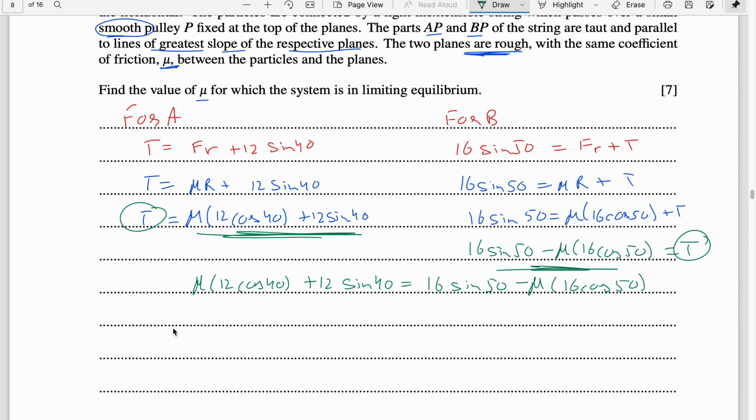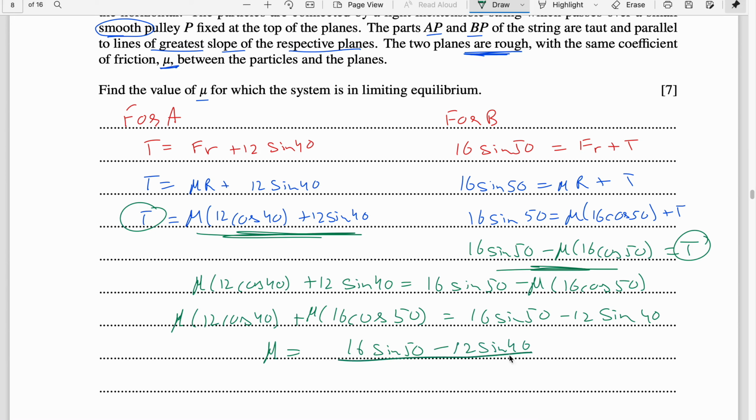So bringing mu on one side, mu of 12 cos 40 plus mu of 16 cos of 50, giving that on the other side is 16 sine 50 minus 12 sine 40. So we make mu the subject and divide these two on the other side. Mu equals 16 sine of 50 minus 12 sine of 40 divided by 12 cos of 40 plus 16 cos of 50.